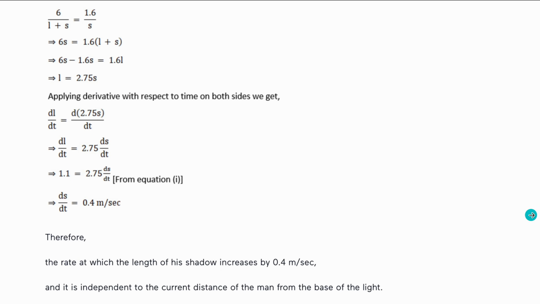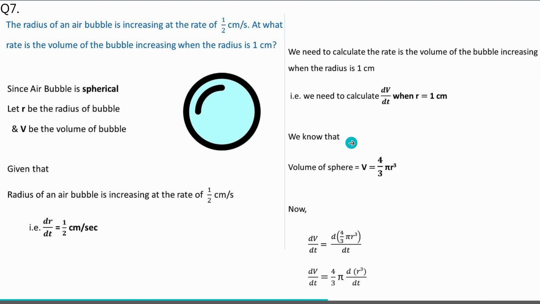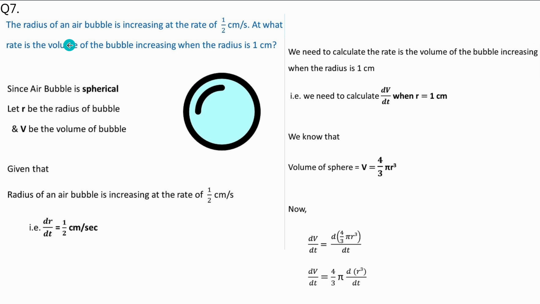Then, applying the derivative with respect to time on both sides, now we're doing dl by dt, and here we got the value of L. So dl by dt is 2.75 ds by dt, because 2.75 is the constant which can come out. So the final expression is dl by dt is equal to 2.75 ds by dt. Now the value of dl by dt has already been given to us in the question as 1.1, so we substitute that, and then we get the value of ds by dt as 0.4 meter per second, which is our answer over here.